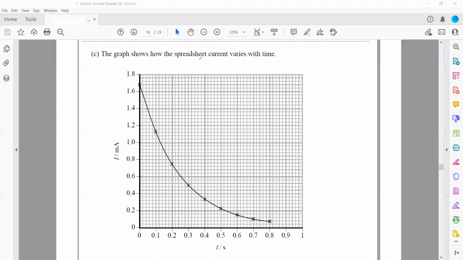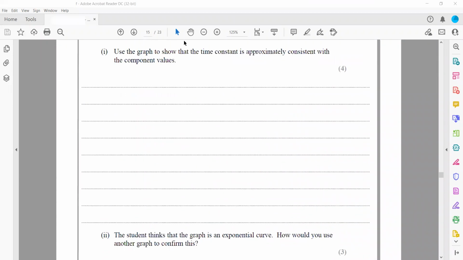The graph shows the spreadsheet of how the current varies with time. Use the graph to show the time constant is approximately consistent with the component values. Basically, the time constant is the time taken by the capacitor to change to 37% of its original value. The time constant is given by R into C. So the resistance of the circuit multiplied by the capacitance gives you the time constant.